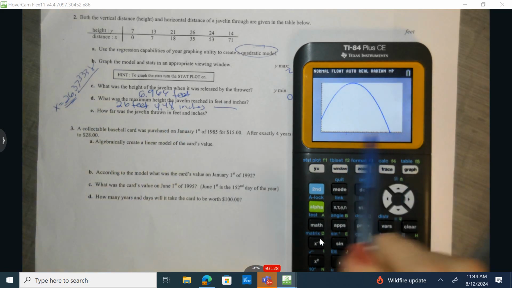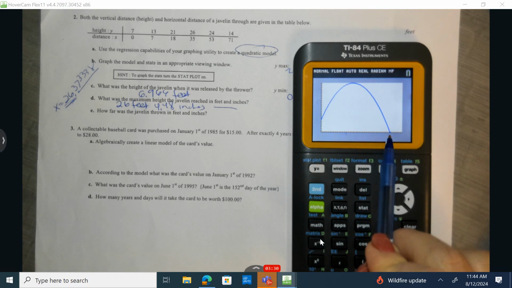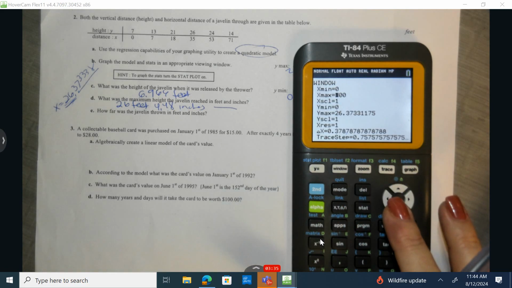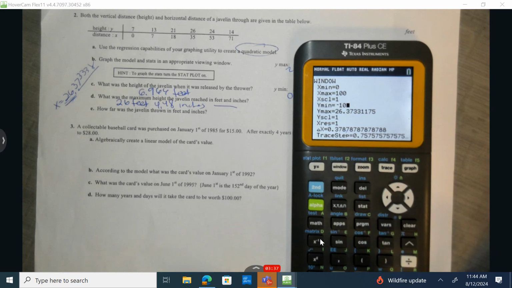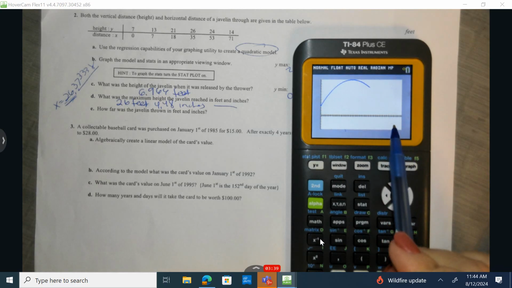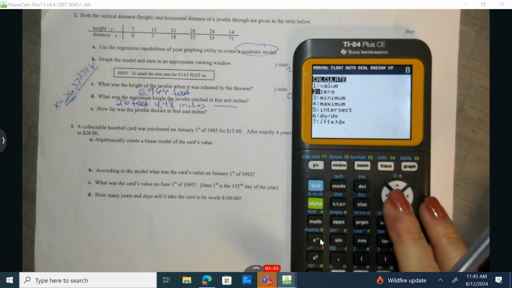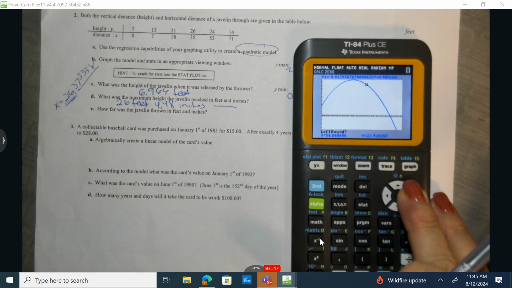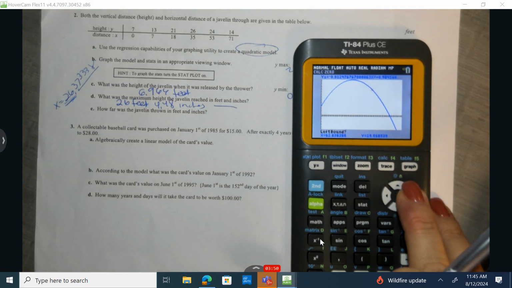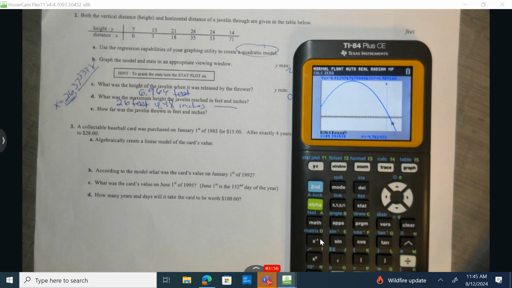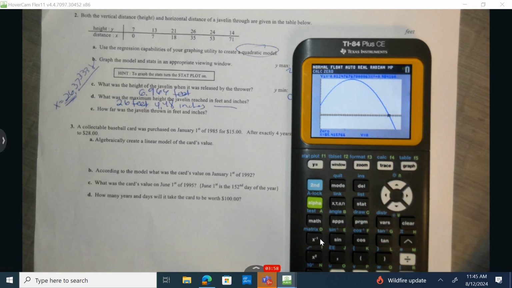How far was the javelin thrown in feet and in inches? So we want to know when it hits the ground, how far did it actually go horizontally? So I'm actually going to take this window and I'm going to drop it down so we have negative y values, so we have just a better view of when it hits the ground. So to figure out this x-intercept, I'm going to go second trace, and let's find the zero. Okay, enter, enter, and back up. Here we go.